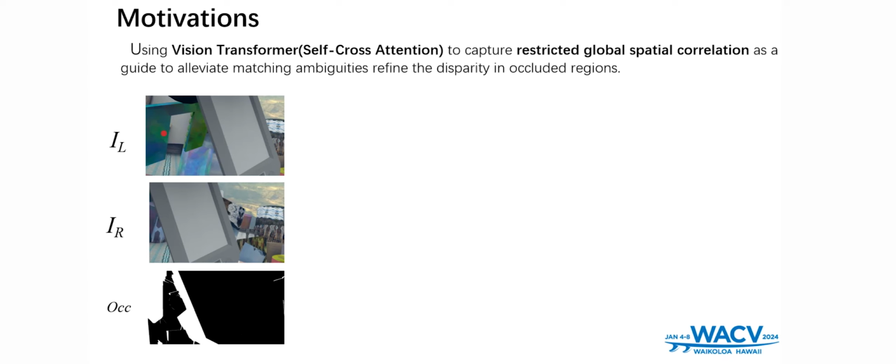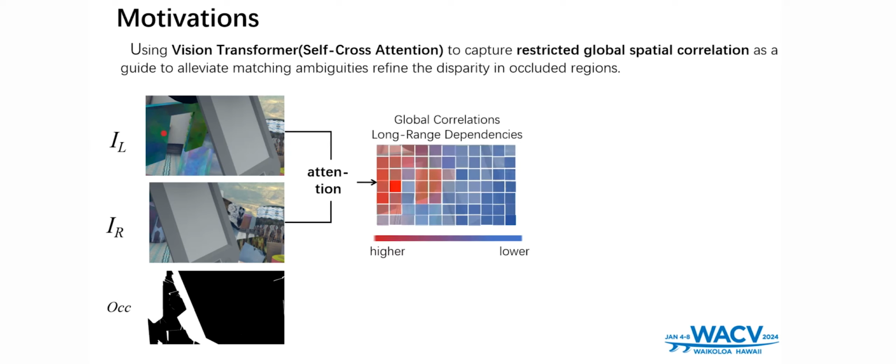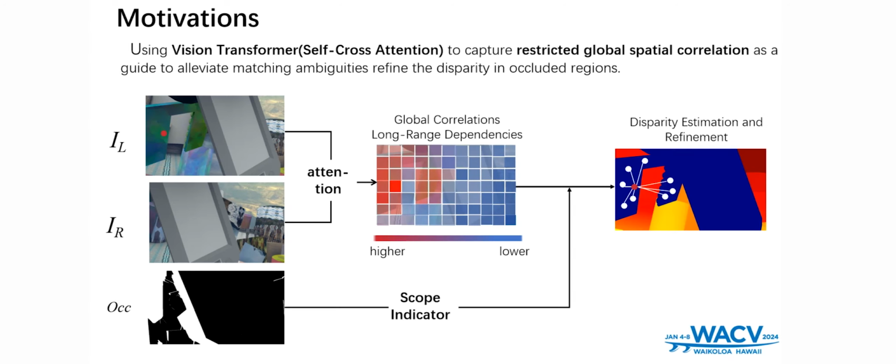Our motivation lies in that disparities in a bounded region, for example an object, should be continuous, which means that we can leverage restricted global spatial correlations as a guide to alleviate matching ambiguities and refine disparities in the occluded regions using the attention mechanism. We can get the global correlations or long-range dependencies by performing the attention calculations from the stereo pairs. Then we use occlusion maps as a scope indicator to restrict the global attentions for occlusion-aware disparity estimation and refinement.